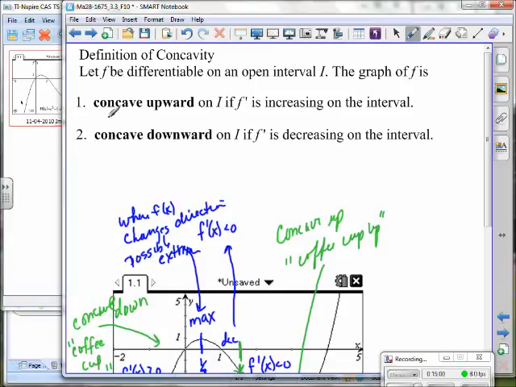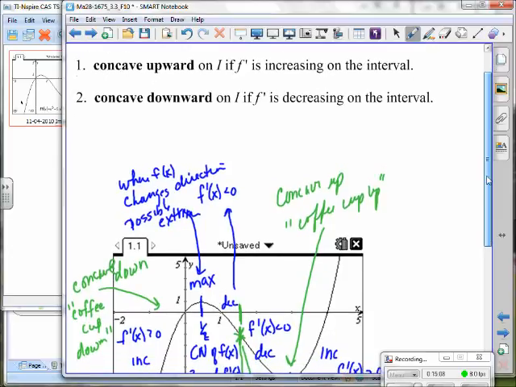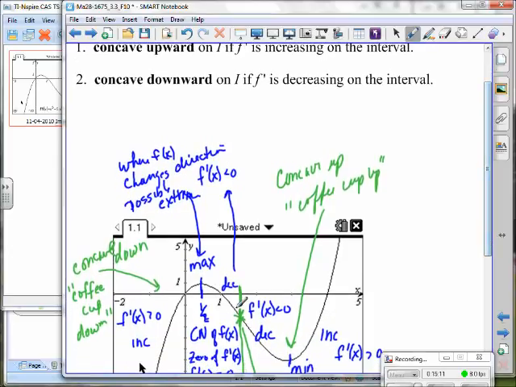The graph of the function is concave up on an interval if the first derivative is increasing. The first derivative increasing means that it is concave up. Don't worry too much about that. We don't emphasize that portion of it to that extent, but this is the way our book is explaining it.